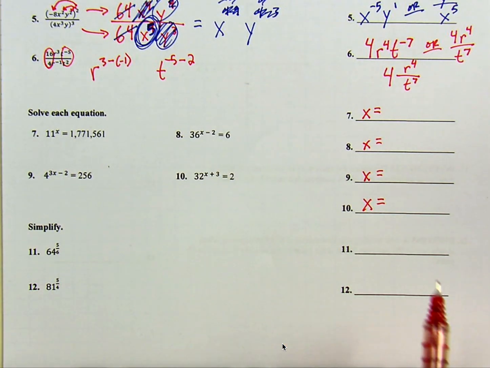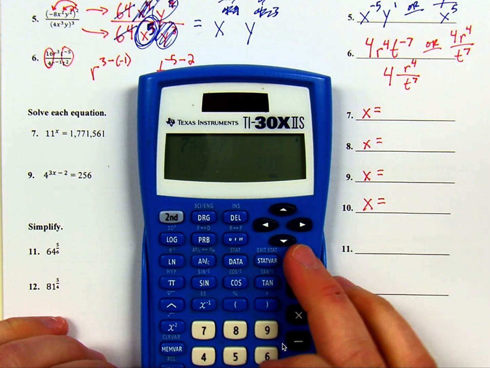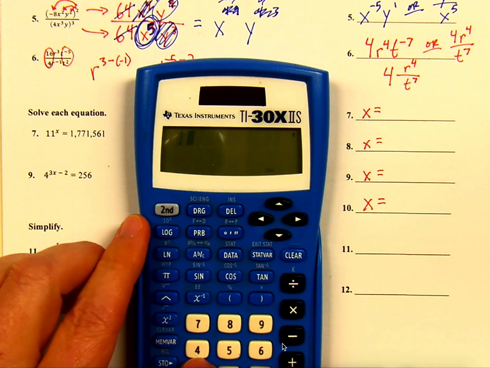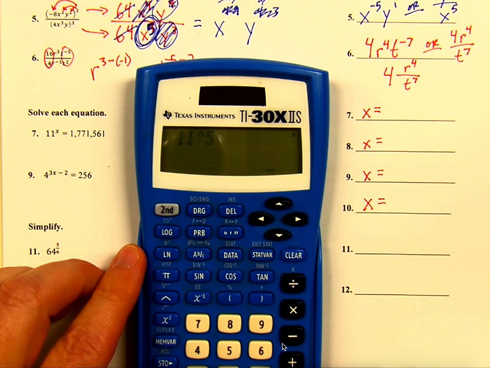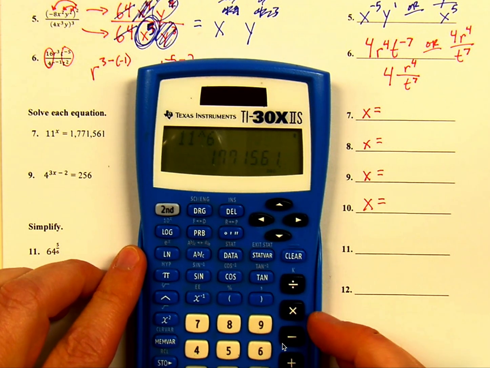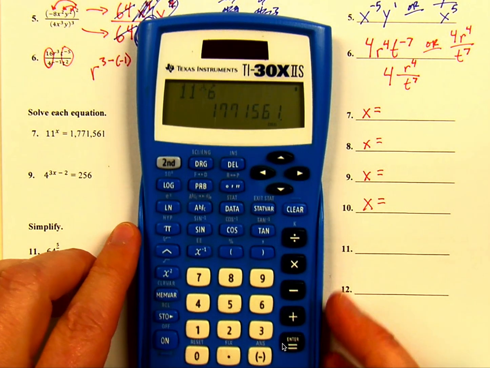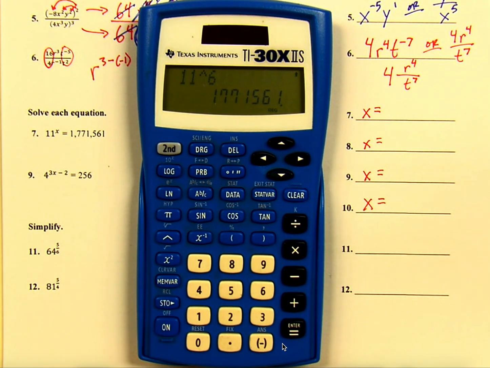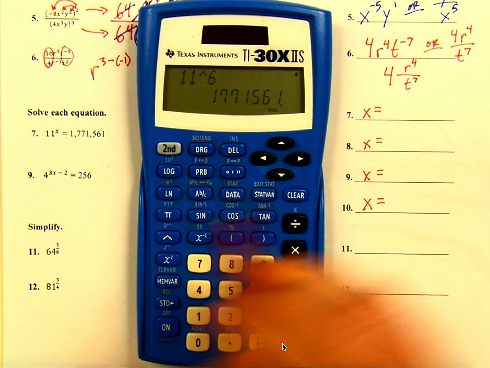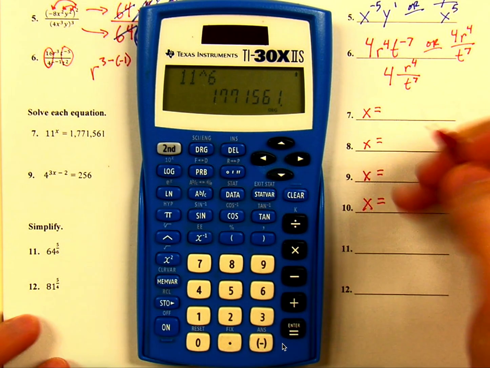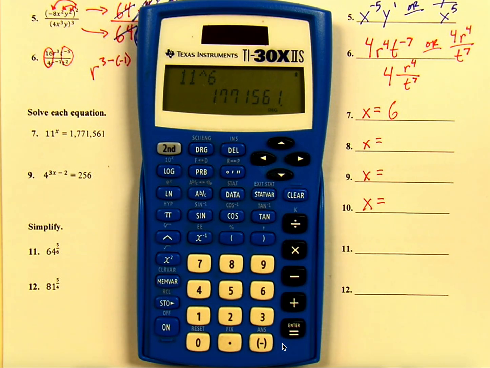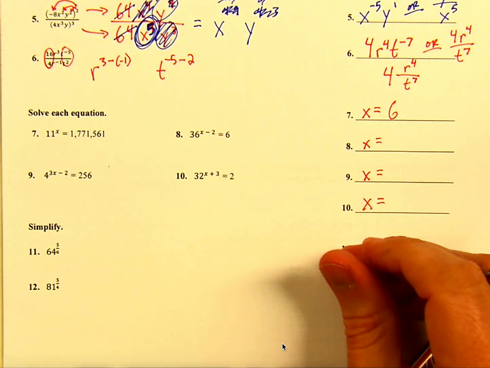Okay, so for number 7, this is just a calculator problem. You just have to figure out how many 11s it takes to get to that number. So 11 to the 5th power? Nope, not big enough. 11 to the 6th power? Yay, I found it. So I just made a couple good guesses until I found it. And so what must x be? X must be 6 because 11 to the 6th power equals that. Okay, so that was the easy version of this kind of problem. Then we get to a harder version of this kind of problem.